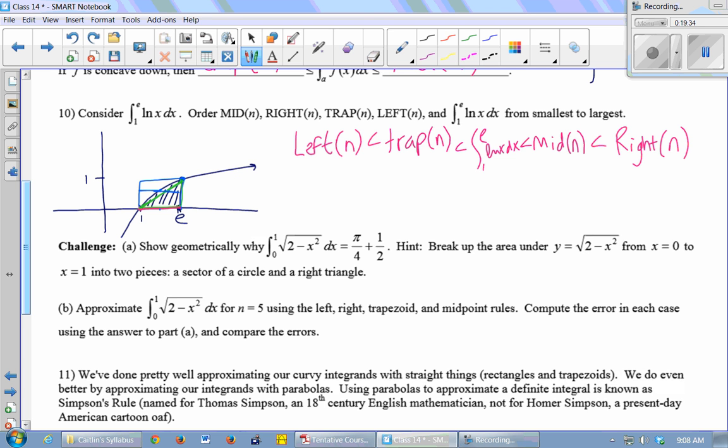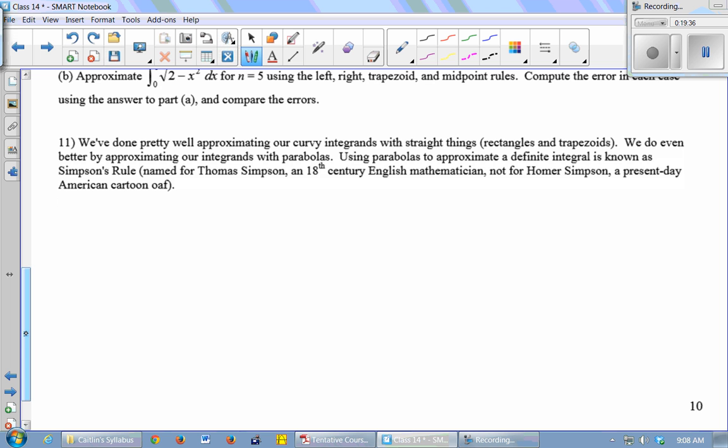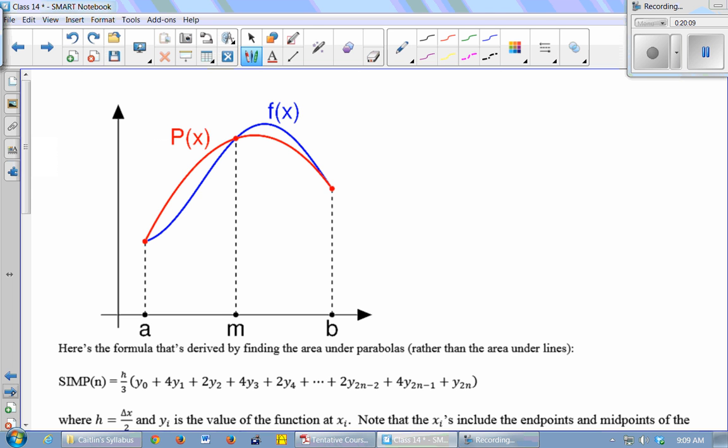All right, we're going to jump over the challenge. So we've done pretty well approximating our curvy integrands with straight things, rectangles, and trapezoids. But we can do even better if you approximate an integrand, instead of with a straight line, with another curvy thing, a parabola. So you can use a parabola to approximate a definite integral, and when you do that, that's called Simpson's Rule. He's an English mathematician, not Homer Simpson, a serious guy.